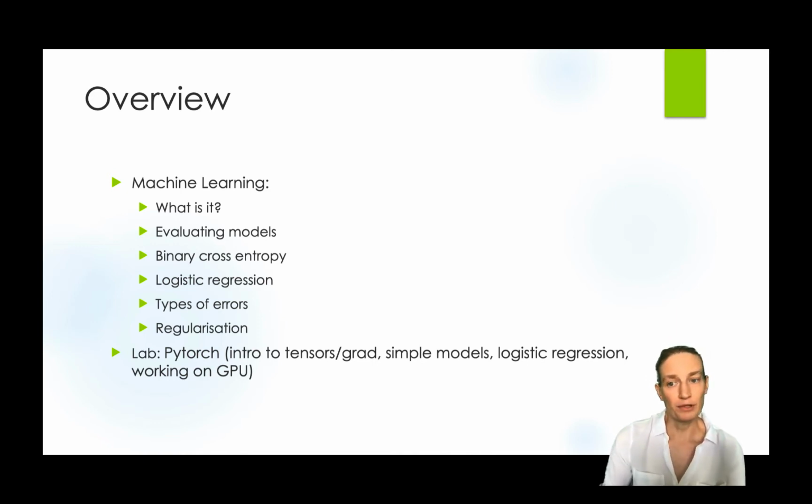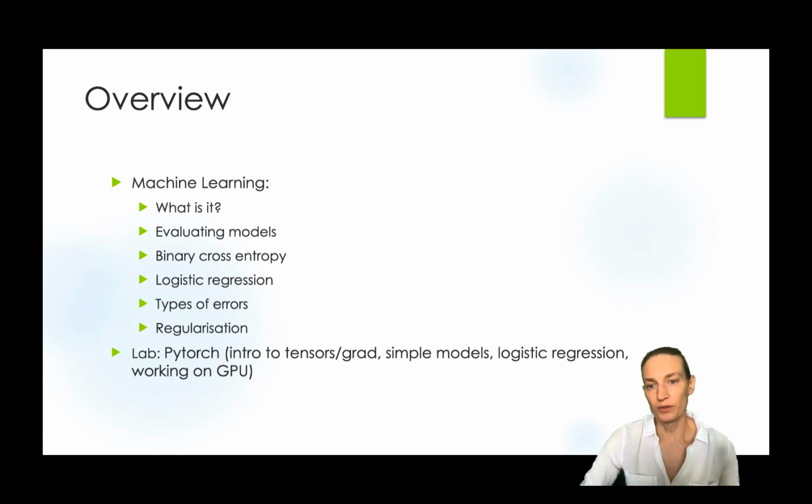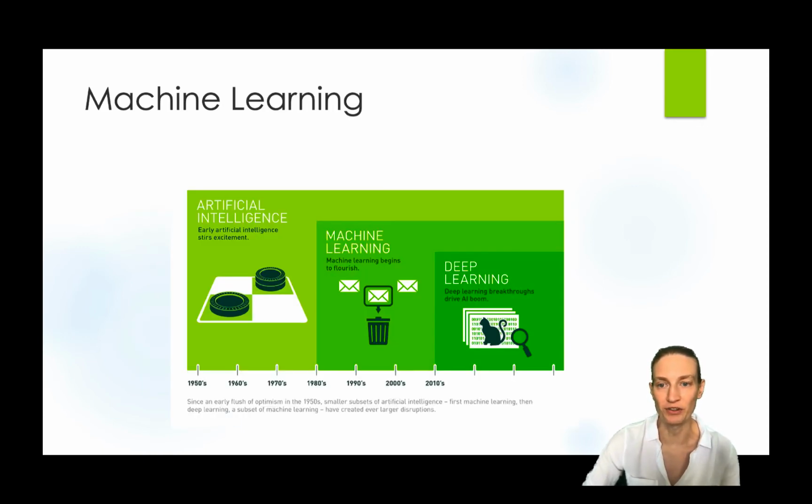This week's lab on Friday, lab or tutorial, will be on PyTorch basics. So what are tensors? How can we use the grad function? The grad function calculates partial derivatives or partials. We'll run simple models such as logistic regression, and see how we evaluate and train these models, and how we work with the GPU, not the CPU. Okay. But first, let's talk a little bit more about what machine learning is.